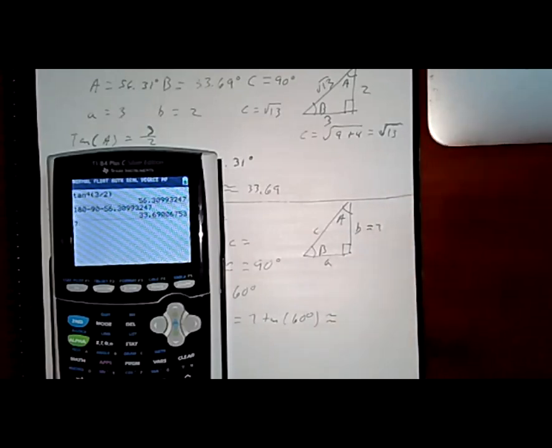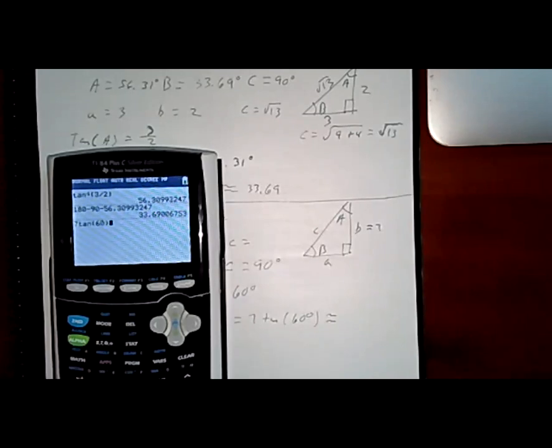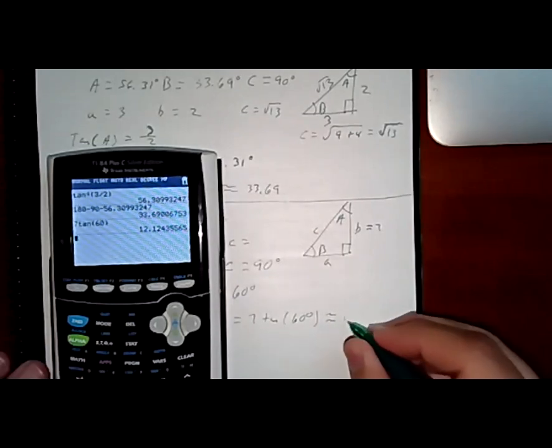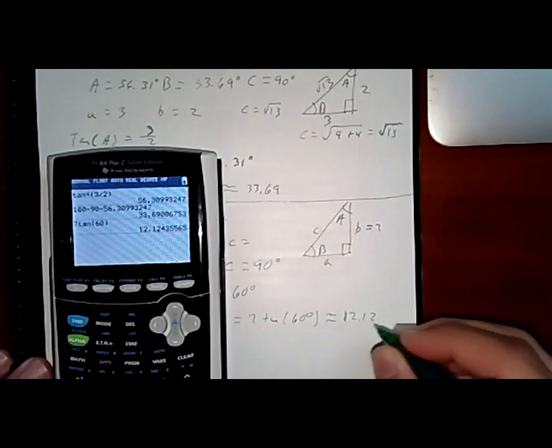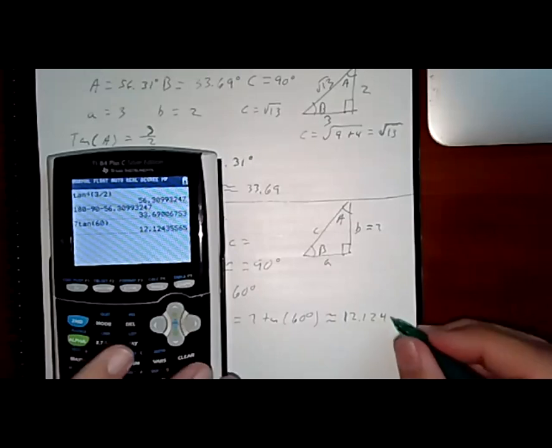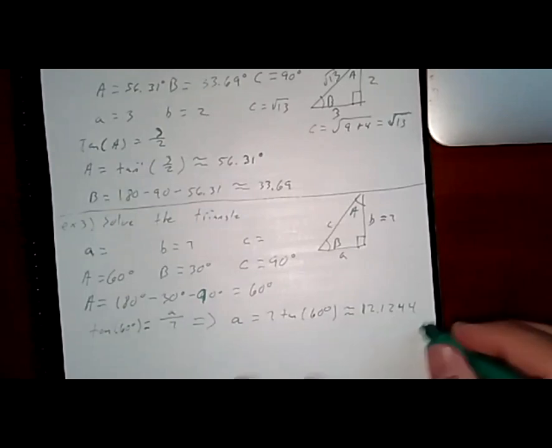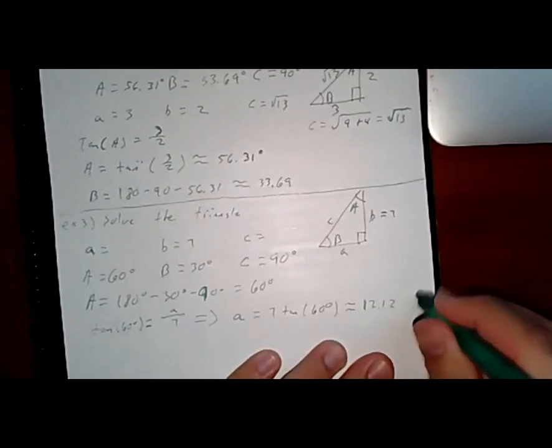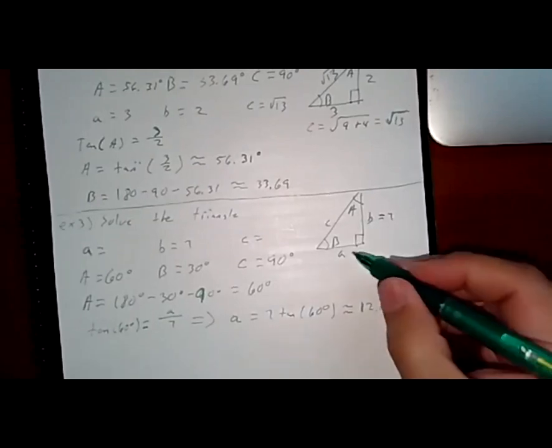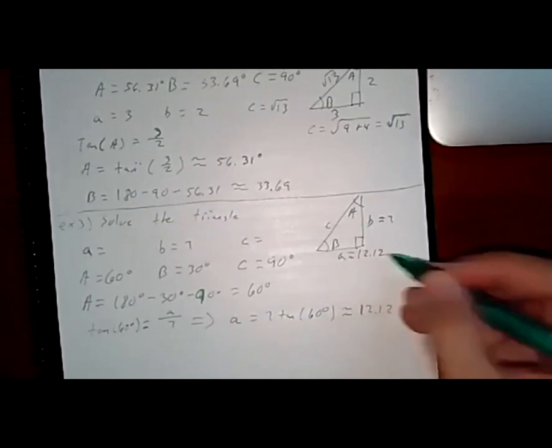Well, no, 60 is a known angle, so we could use the square root stuff. But the questions in the homework that I picked this out of are going to be rounding, so not exact. I got 12.12. They said round to the nearest hundredth, so tenth, hundredth, so we'll stop at 2. All right, so we got a now, approximately 12.12.